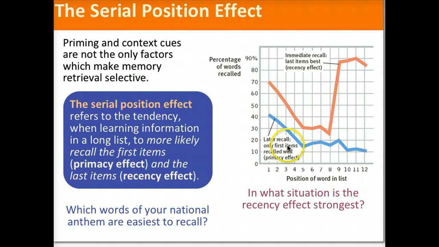If we do later recall, in that you weren't asked to recall something specifically right then, we see only the existence of the primacy effect because that short-term memory goes away.